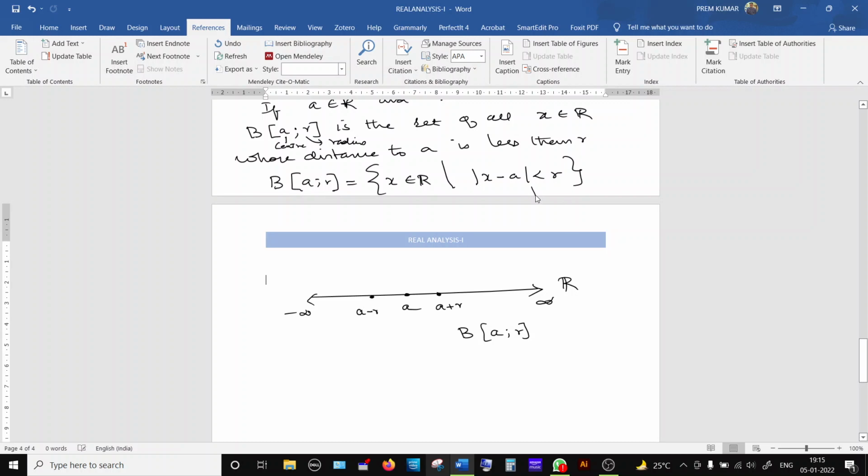So if we expand this, what do I get? The set of all elements x such that the absolute value of x minus A is less than R, that is, minus R less than x minus A less than R. Add A throughout, and we get A minus R less than x less than A plus R. Suppose this is one general element. Definitely the distance between x and A is less than R. So all the elements which satisfy this property will be inside this open ball. This set is called B of A semicolon R.